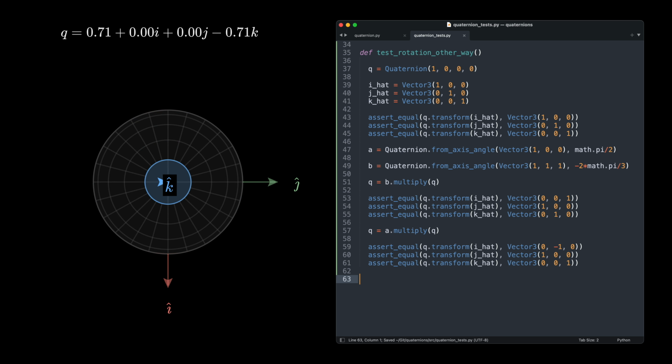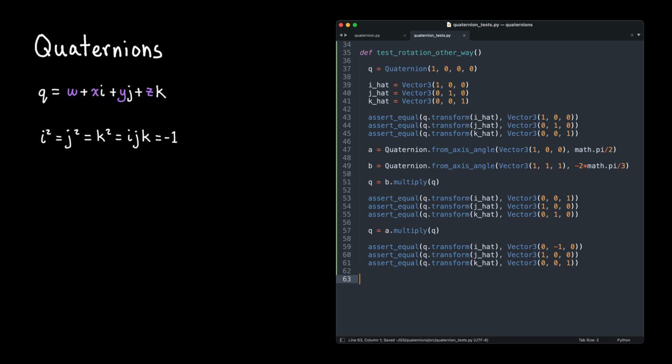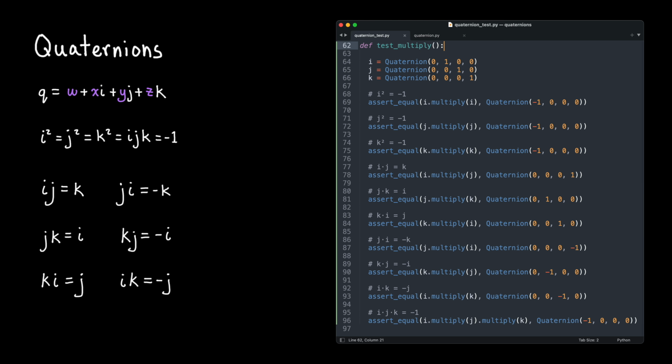Next, let's write some simple tests for our multiplication method. When you consider that quaternion multiplication is non-commutative, the property i times j times k equals negative 1 is saying quite a bit more than you might first think. This property can be expanded into these variations, which demonstrate how the order of the units changes the result of the multiplication. Let's write some quick unit tests using these properties and call the test good here, so we can move on to implementing the Quaternion class.